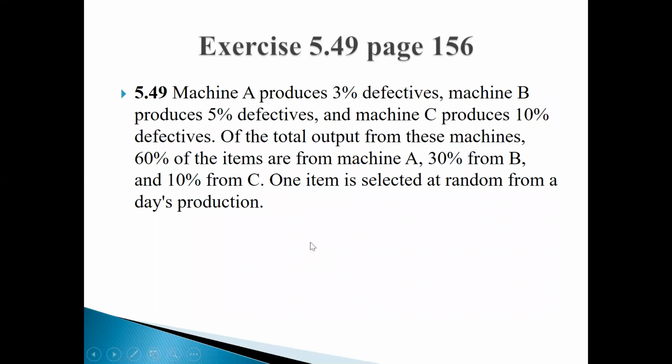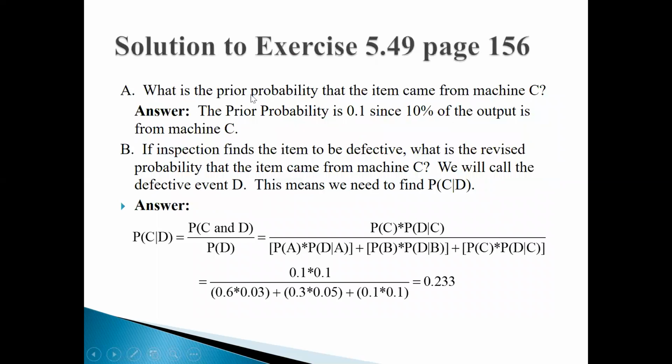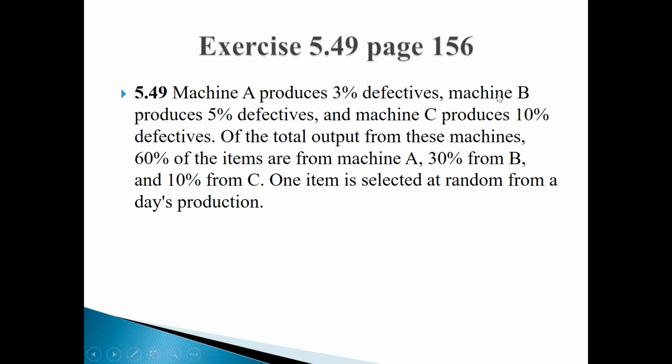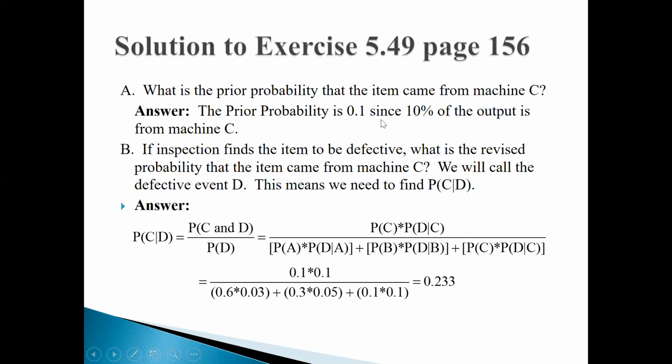But we can go back and cheat and look at this page too. So what is the prior probability that the item came from machine C? Well, if it comes from machine C, we know that 10% of the items come from machine C, so that's going to be our prior probability. And so the prior probability is 0.1 since 10% of the output is from machine C. So we've had to convert the percentage to a probability.